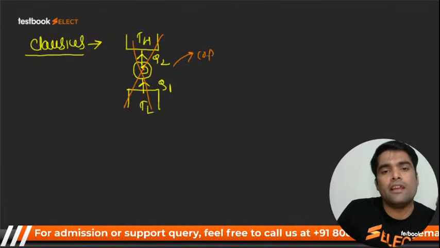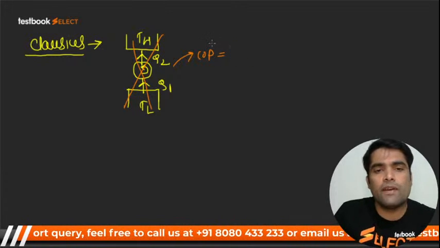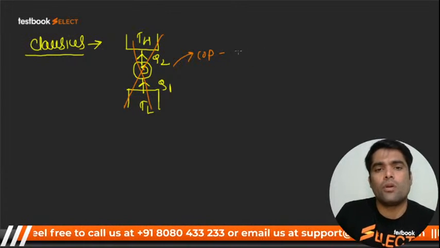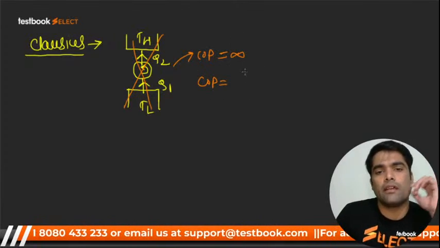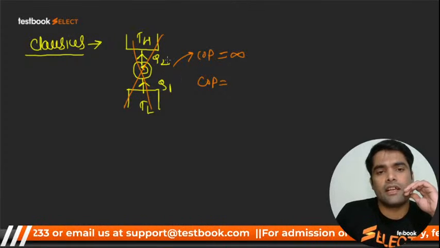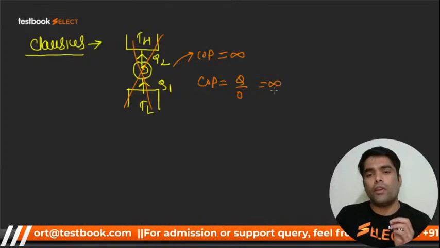If such a device were there, then its COP would be infinite. Why is it so? Because the COP of a heat pump is the heat rejected, that is Q1, divided by the work, which is 0. And anything divided by 0 is infinity. Right?